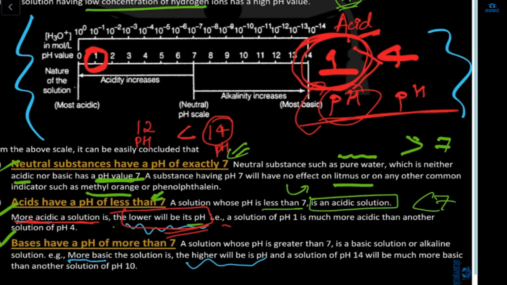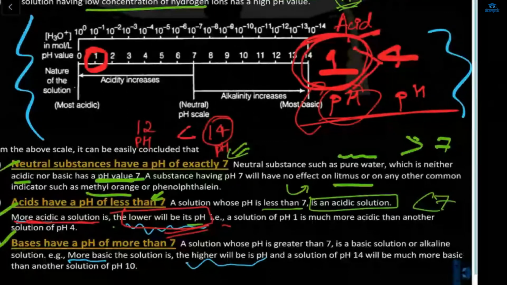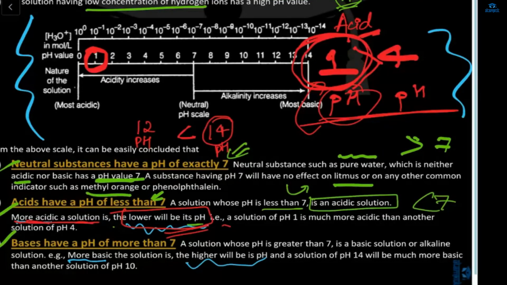Ma'am, what if the pH value is zero? Is there anything whose pH value is zero? Ma'am, what is an example of a pH value of 0? You can take the example of hydrochloric acid. Hydrochloric acid has a pH of zero. It's more acidic, and if more acidic, your pH value will be less.